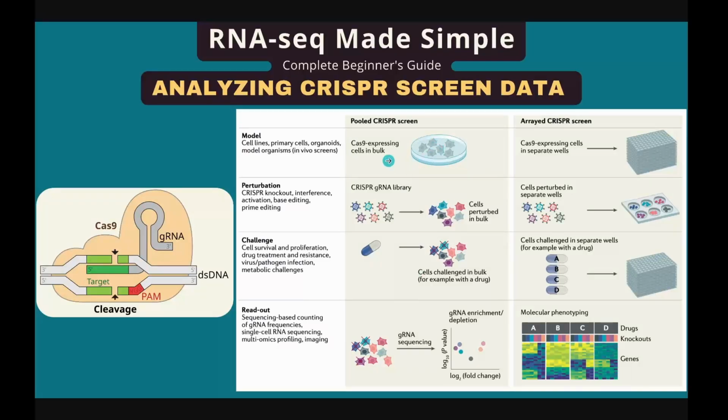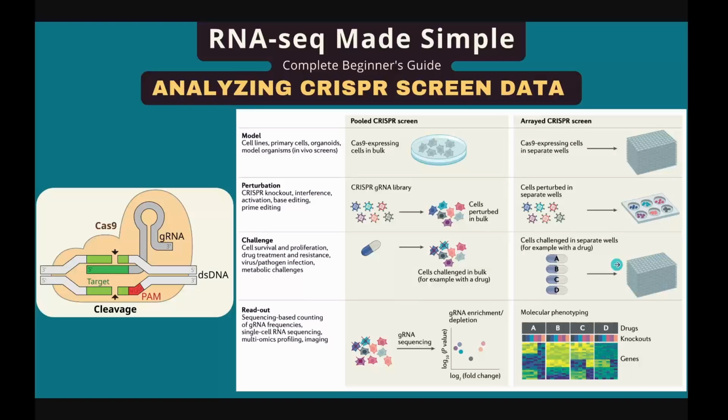A CRISPR screen harnesses its power on a massive scale. Instead of editing just one gene, we create a diverse pool of millions of cells, where each cell has had a single different gene knocked out. After applying a selective pressure, like a drug, we're left with a powerful dataset. The challenge, and the focus of our talk today, is how to analyze the genetic information from the surviving cells to pinpoint exactly which genes are critical for the function we're studying.